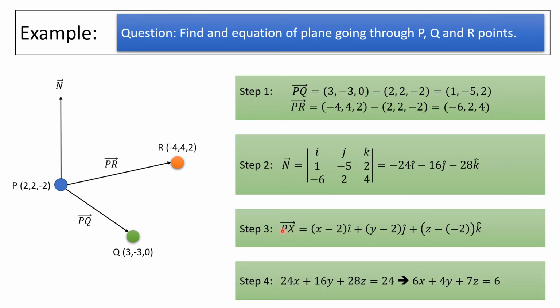Basically, I'm going to take this vector and take the dot product with the vector n, and then I set the dot product equal to 0 because they are orthogonal. And then I will have this expression 24x plus 16y plus 28z equals 24. Since I can simplify the equation by dividing it by 4, I will have 6x plus 4y plus 7z equals 6. So this is the equation of the plane that connects these 3 points.